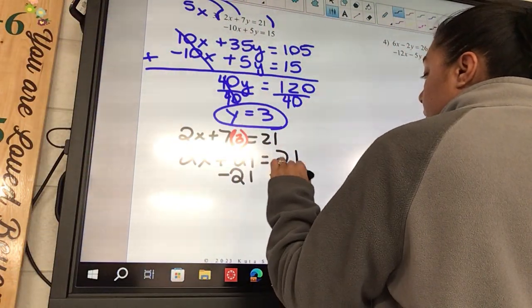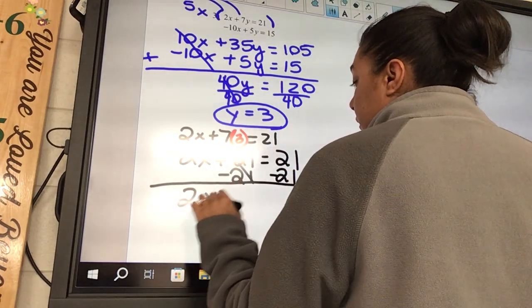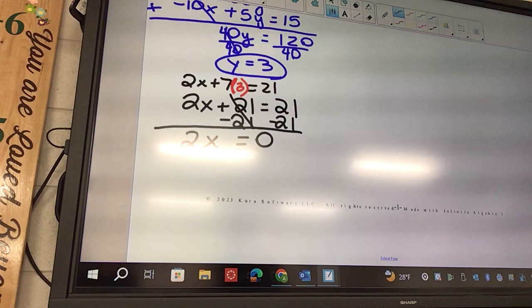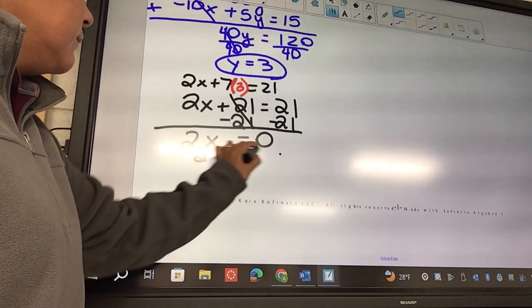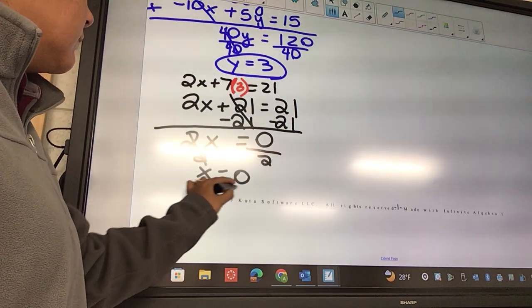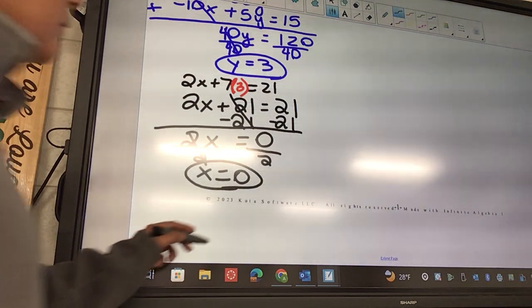Subtract 21. So I got 2x equals 0. Then what needs done? Divide by 2. How do we write this as a coordinate? 0, 3.